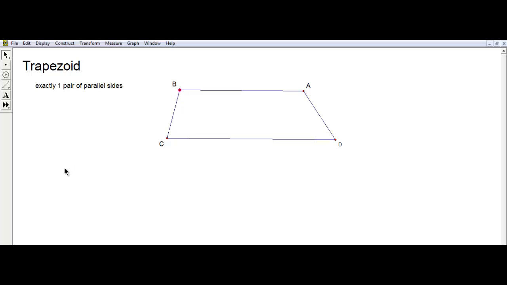Now, when we talk about trapezoids, there are names for different parts of the trapezoid. This parallel side is called the base, and this parallel side is called the base. The non-parallel sides are called legs. So whenever you're doing any kind of work with the trapezoid, make sure you find out which two sides are parallel. Those will be your bases, and then the non-parallel sides will be the legs.